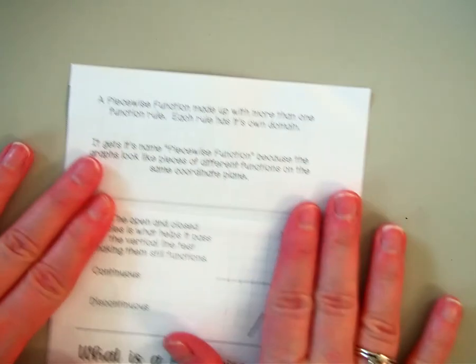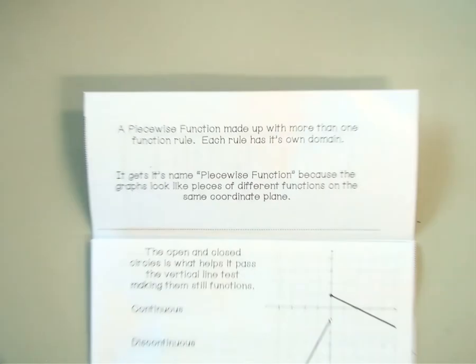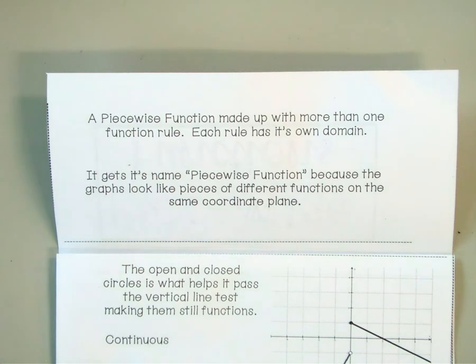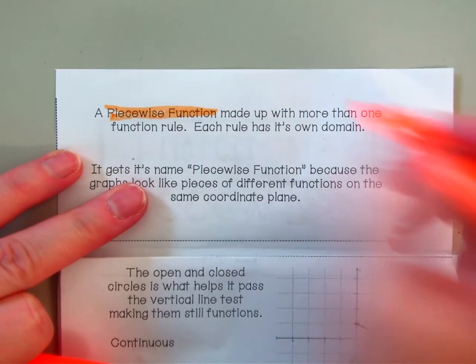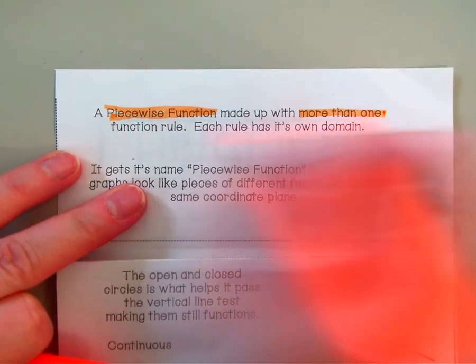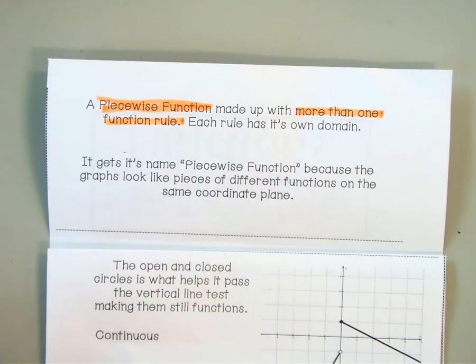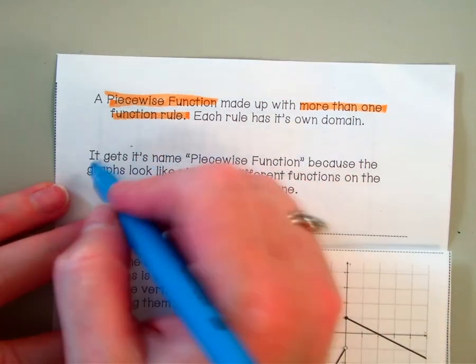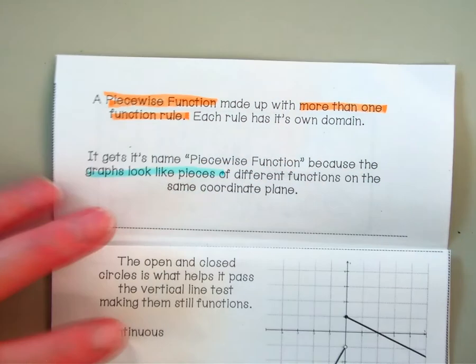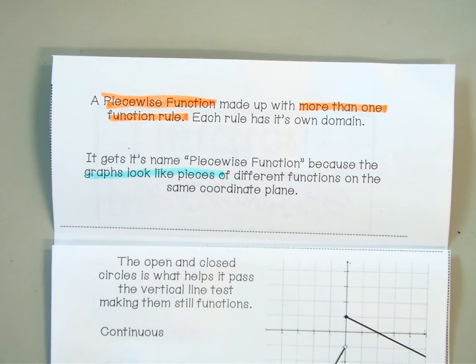All right, so our piecewise functions, I don't know if you've talked about this before, but let's talk about what it is first. A piecewise function, kind of exactly as the name says, has more than one function rule attached to it, and each rule has its own domain. So what ends up happening is your graph looks like pieces.